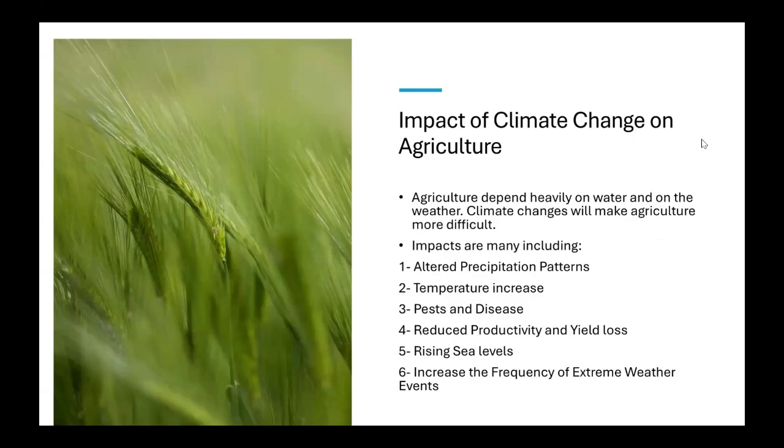And the impact of climate change on agriculture. Agriculture depends heavily on water and on the weather. Climate change will make agriculture even more difficult. Some of those impacts include altered precipitation patterns, temperature increase, pests and disease, reduced productivity and yield loss, rising sea levels, and an increase in the frequency of extreme weather events.